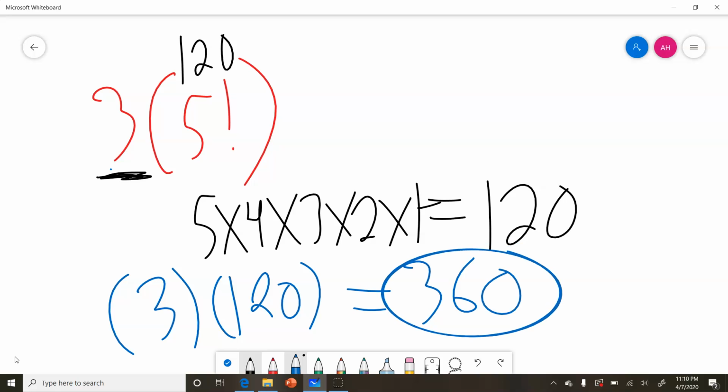Unlike the last one, this one did not have a factorial on the 3, so I just use parentheses around it and multiply it times the factorial of the other one. That one's not too bad. I'm sure you guys understand that. I believe in your abilities.